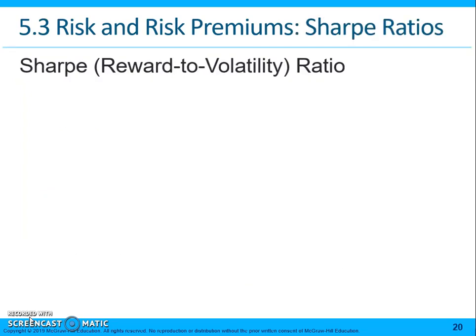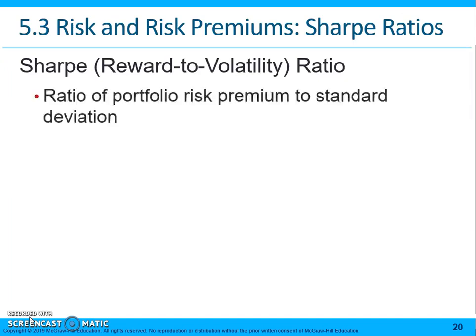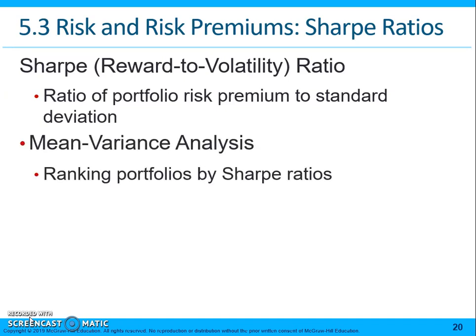So the Sharpe ratio. The Sharpe ratio is also referred to as a reward to volatility ratio. Think of it as a measure of risk-adjusted return. So the ratio of portfolio risk premium to standard deviation. So in mean variance analysis, ranking the portfolios by Sharpe ratios. So we can compare different portfolios, and we're going to do so in some examples moving forward here.